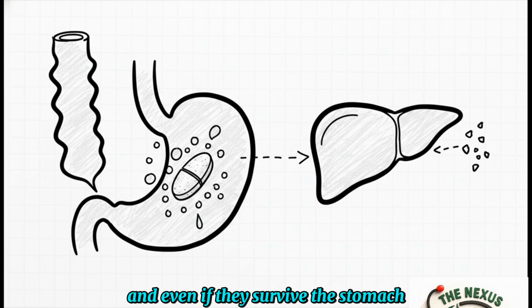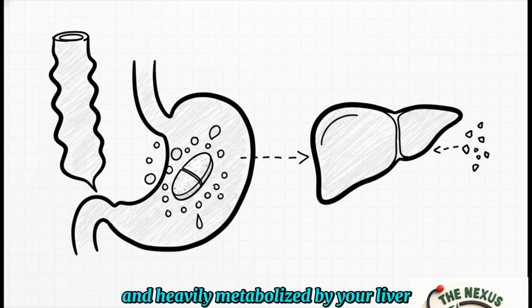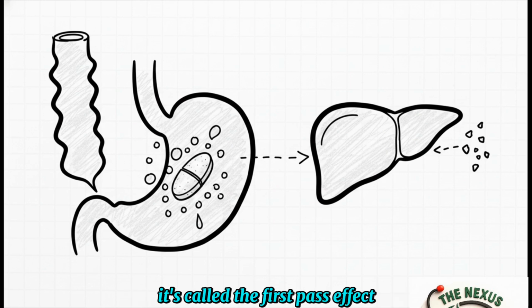And even if they survive the stomach, before a drug hits your systemic circulation, it often gets intercepted and heavily metabolized by your liver. It's called the first-pass effect.